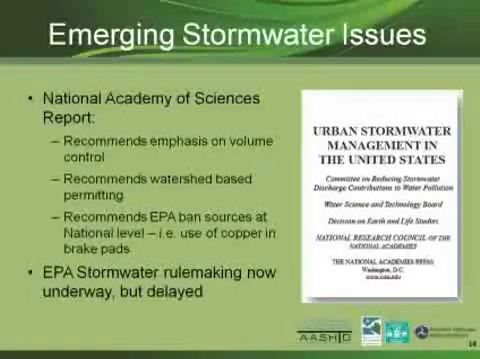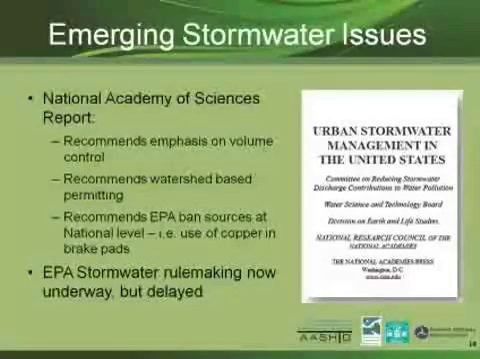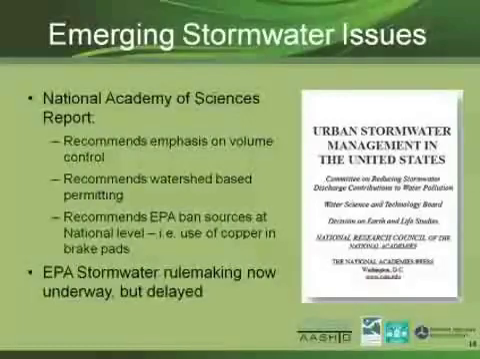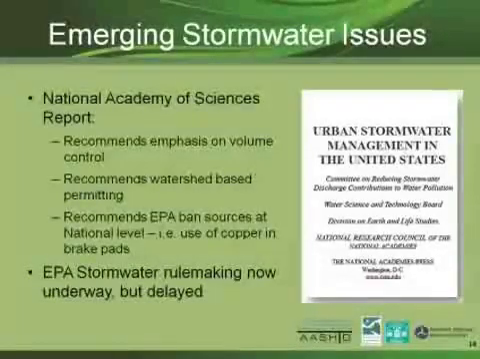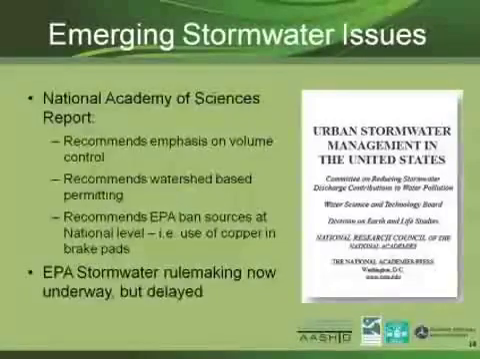Some of the other emerging stormwater issues that we're seeing is the National Academies of Science. The regulatory requirements for stormwater keep getting stringent. This report shown here recognized that current stormwater programs were not sufficient to protect the beneficial uses of the receiving waters. The report recommends that stormwater regulations need to emphasize volume control. Addition of impervious areas due to highway improvements can increase runoff volume, which may result in changes to downstream natural channels. The report also recommended watershed-based permitting. Currently, many permits are focused on just jurisdictional boundaries.